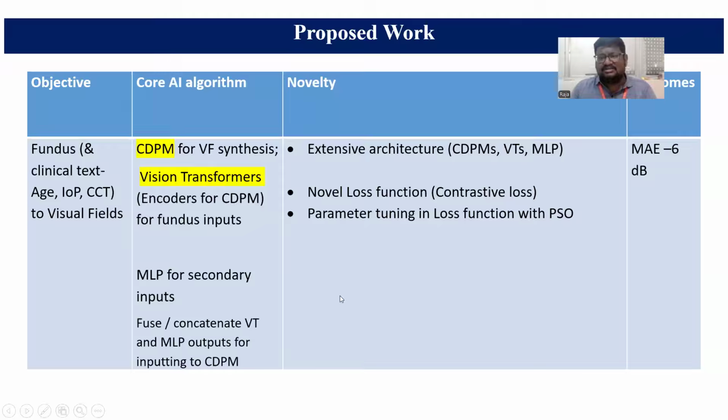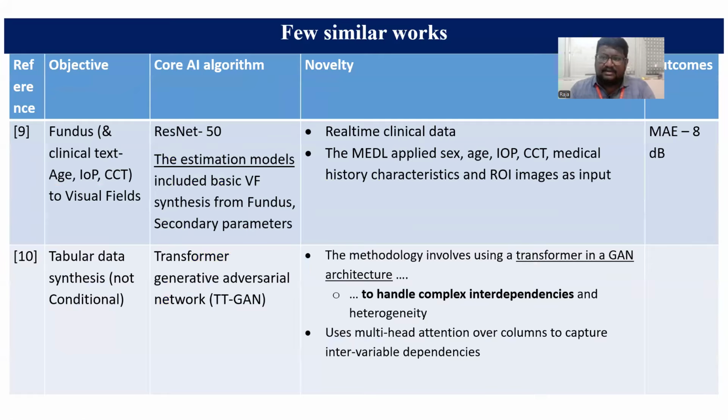Okay. And finally the tokens of all these AI models are fused at the output. So it is an extensive architecture. What is the novelty? The other things we have discussed already. The first paper I mentioned is the single paper that worked on the synthesis of visual fields from fundus images for glaucoma. So that is a novelty. Real-time clinical data has been applied to synthesis.